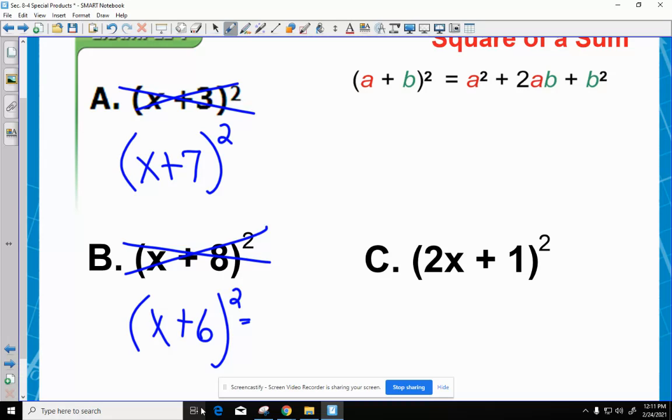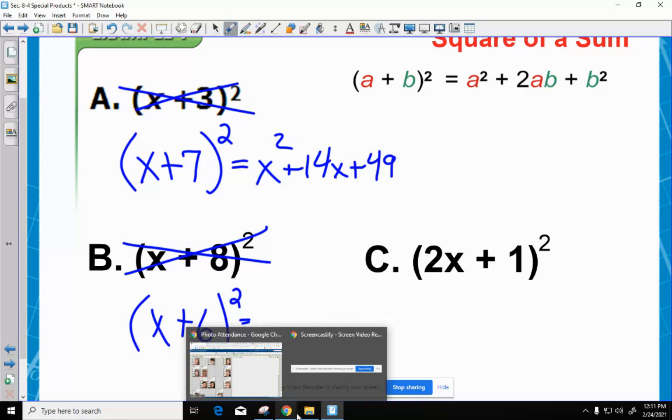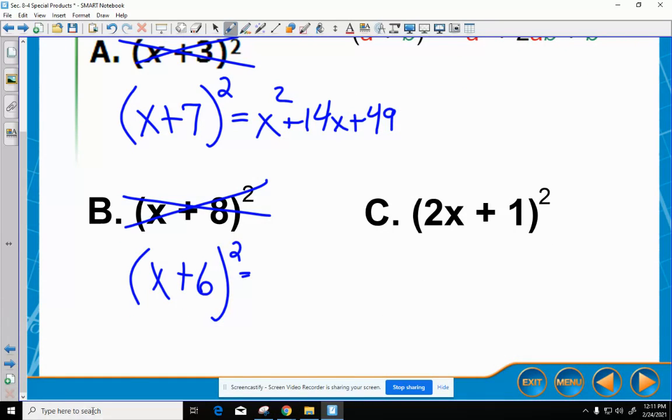All right. So first of all, there's no confusion. The first two, I didn't see a single person get either of the first ones wrong. There's no coefficient. So this first one here, the x plus 7 squared, what does that result in? X squared plus 14x plus 49. All right. Now, what about the bottom one? X squared plus 12x plus 36. Listen to you guys.